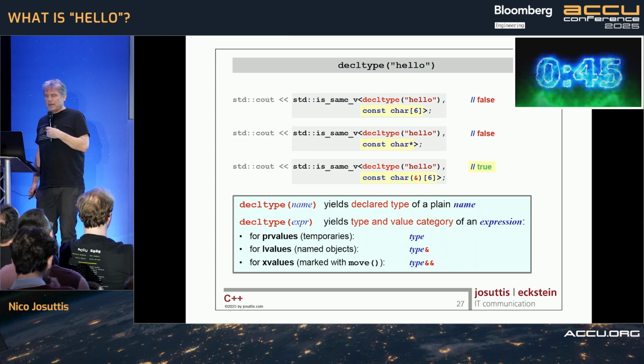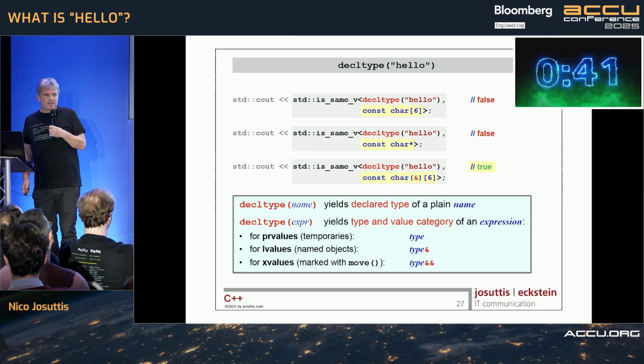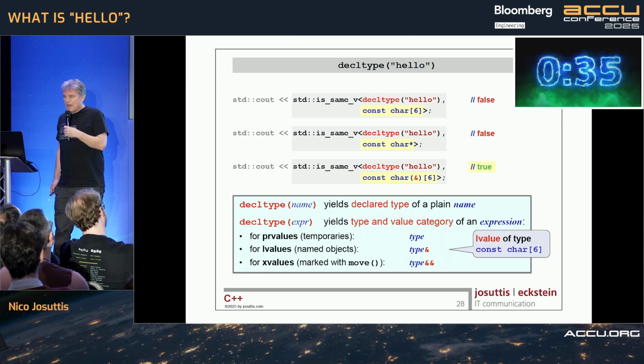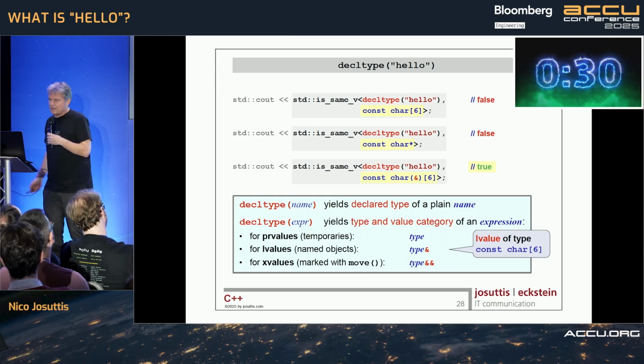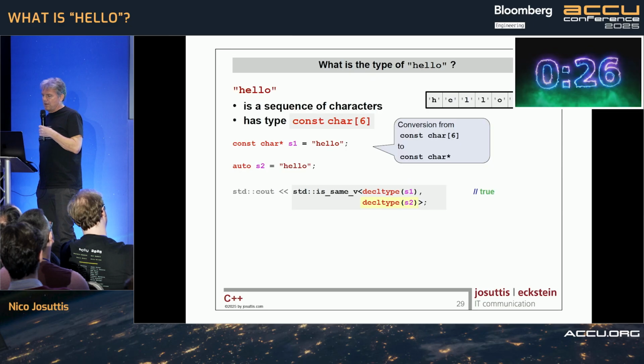And if it's an expression, then there is some encoding saying, if it's a prvalue, I give you the type. If it's an lvalue, I give you the type as an lvalue reference, and otherwise the type as an rvalue reference. So because we get an lvalue reference to 6 constant characters, that's proof. It's an lvalue of 6 constant characters.